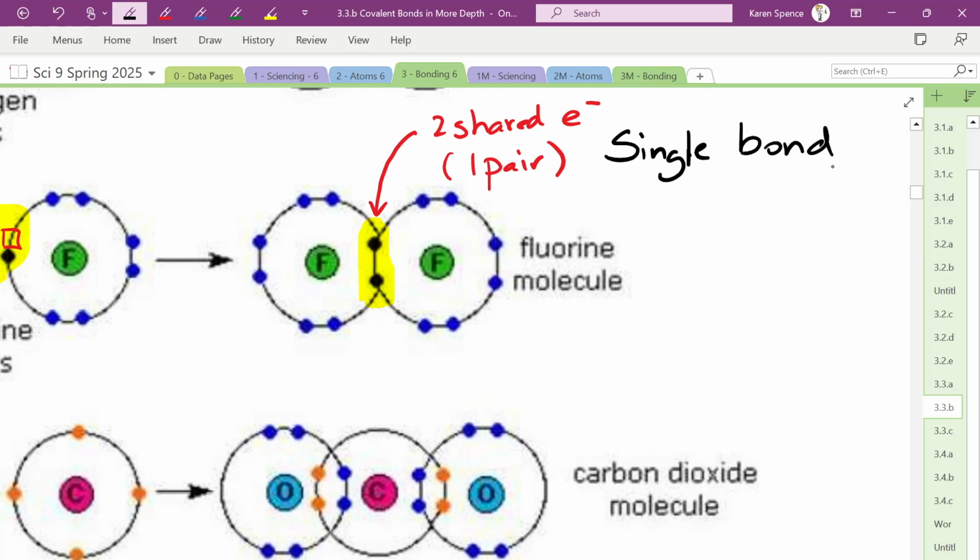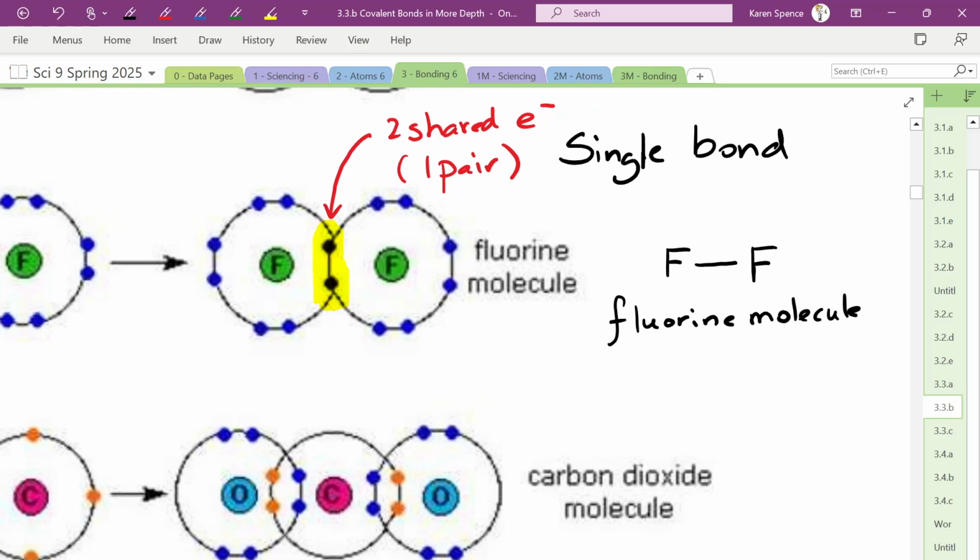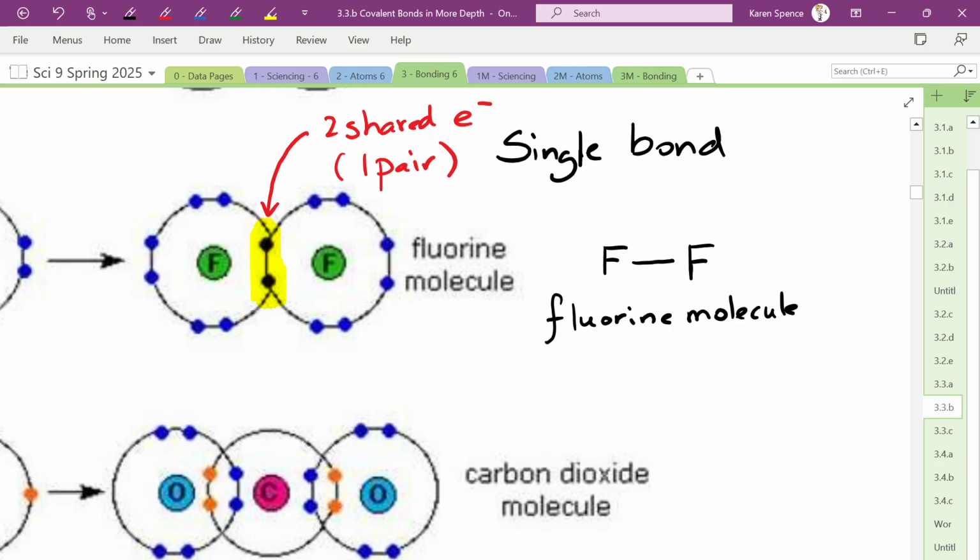And if we wanted to draw it, we could draw it like this. F with a single line and then another F. And that is a fluorine molecule. How would we write the formula for that molecule? Absolutely. F2. Where does the 2 go? Top or bottom? Bottom. Good.